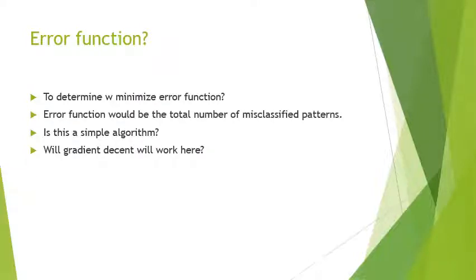So we need to come up with some kind of error function. How to gauge that error? One thing is that the error function would be the total number of misclassified patterns. Let's say I have 100 examples, and I feed them one by one and predict the label. Out of 100 examples, I found that 60 were predicted wrong. So when I started with some weights, my error is 60, right?